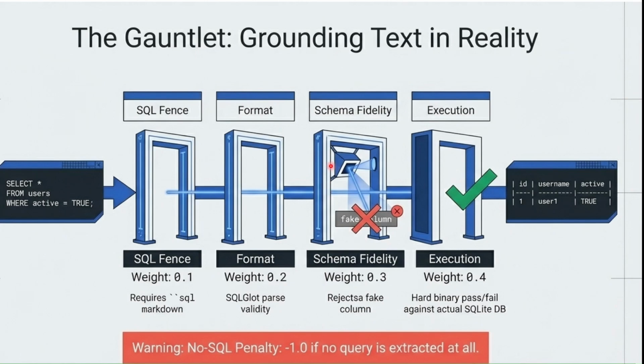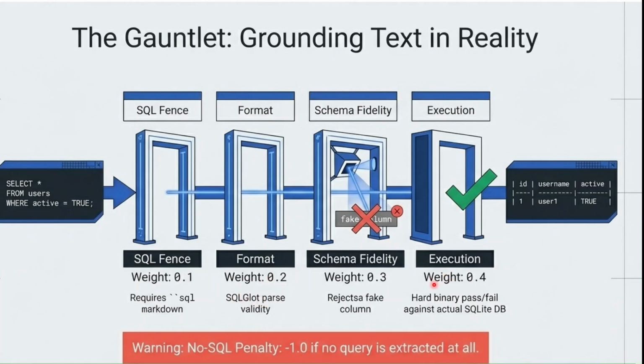The first reward is called the SQL fence reward. This ensures the output is valid and contains SQL. In other words, it doesn't contain text or code in Python or in any other language that the model generated to solve the user's query, because we are only looking for a SQL output. The second is the format reward. This ensures the SQL parses fine. Here we can use tools like SQLGlot to walk through the AST and penalize malformed SQL queries.